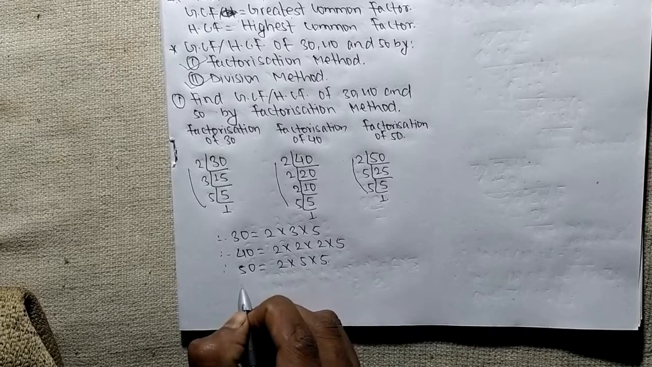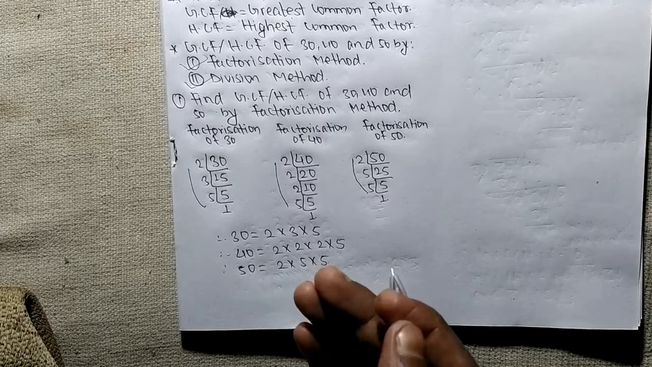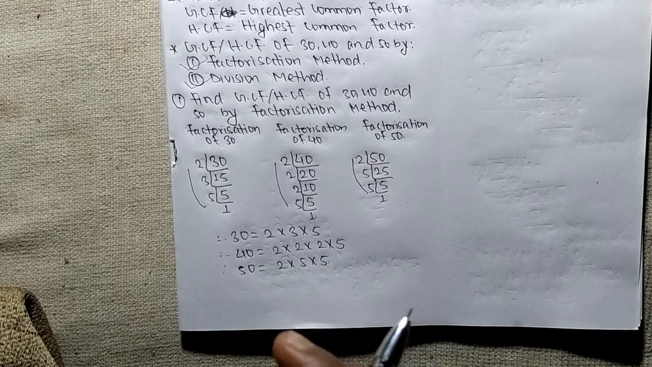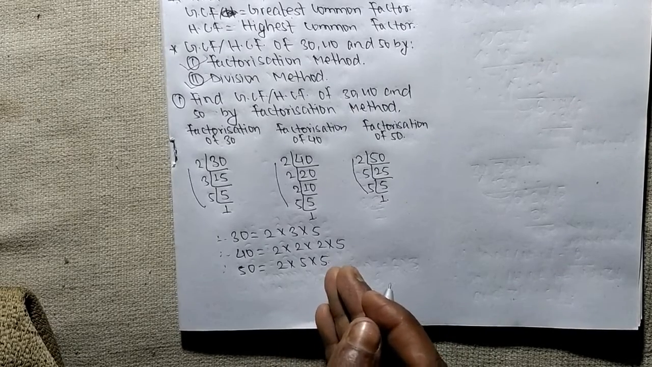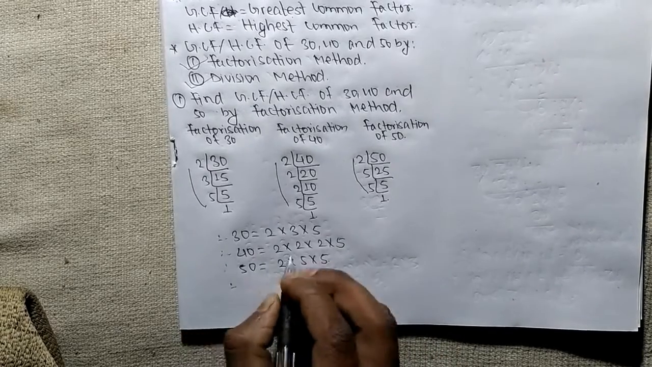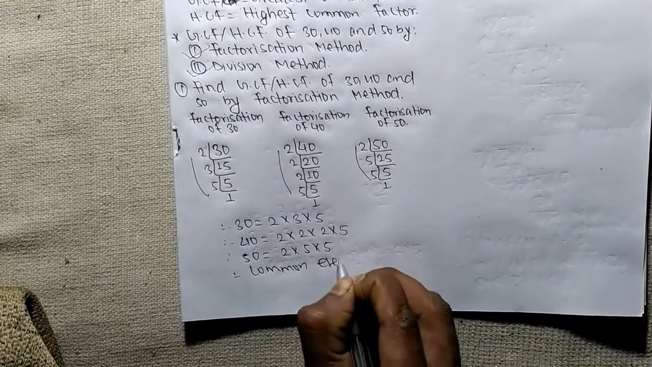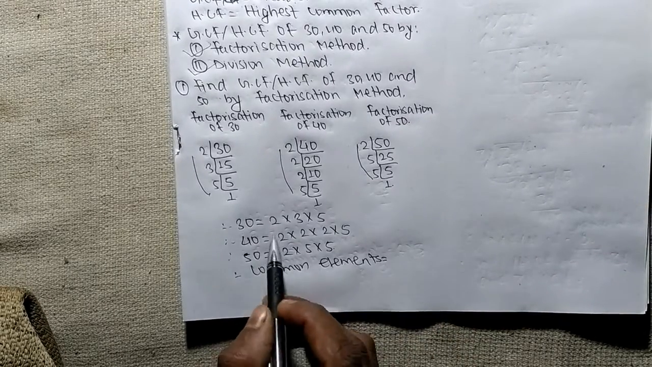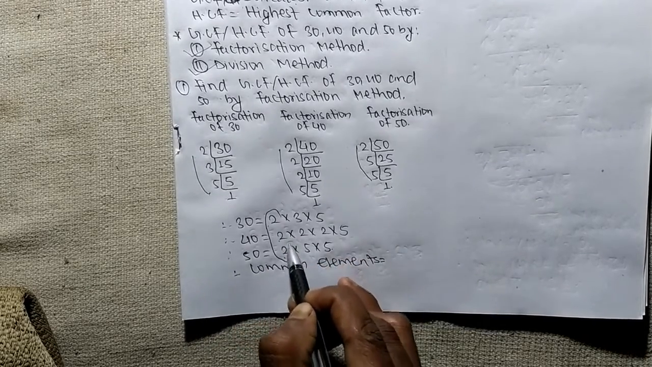So we are finding here GCF or HCF. While finding GCF or HCF by factorization method, you should keep in mind that GCF or HCF is the product of all the common elements. Means that after finding out the prime factors or factorizing elements, the second thing we have to do is take the common elements. So 2 is present in all these three numbers. So 2 becomes our first common element.